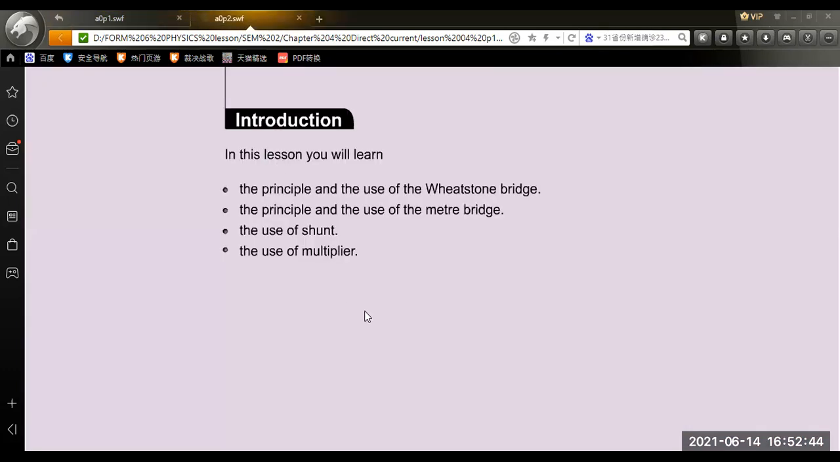Ladies and gentlemen, in this lesson, you will learn the principle and the use of the Wheatstone bridge, the principle and the use of the meter bridge, the use of the shunt and the use of the multiplier. Let's observe the next slide.